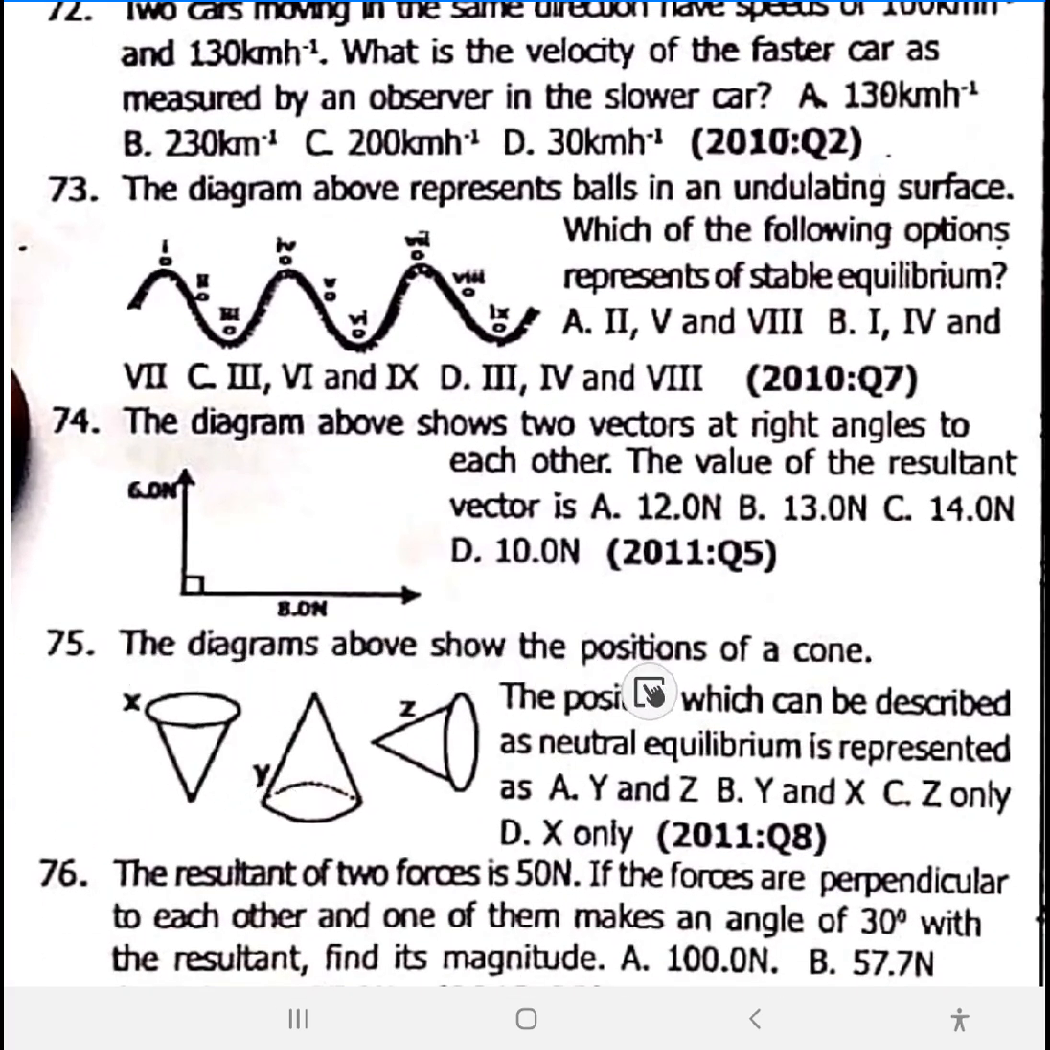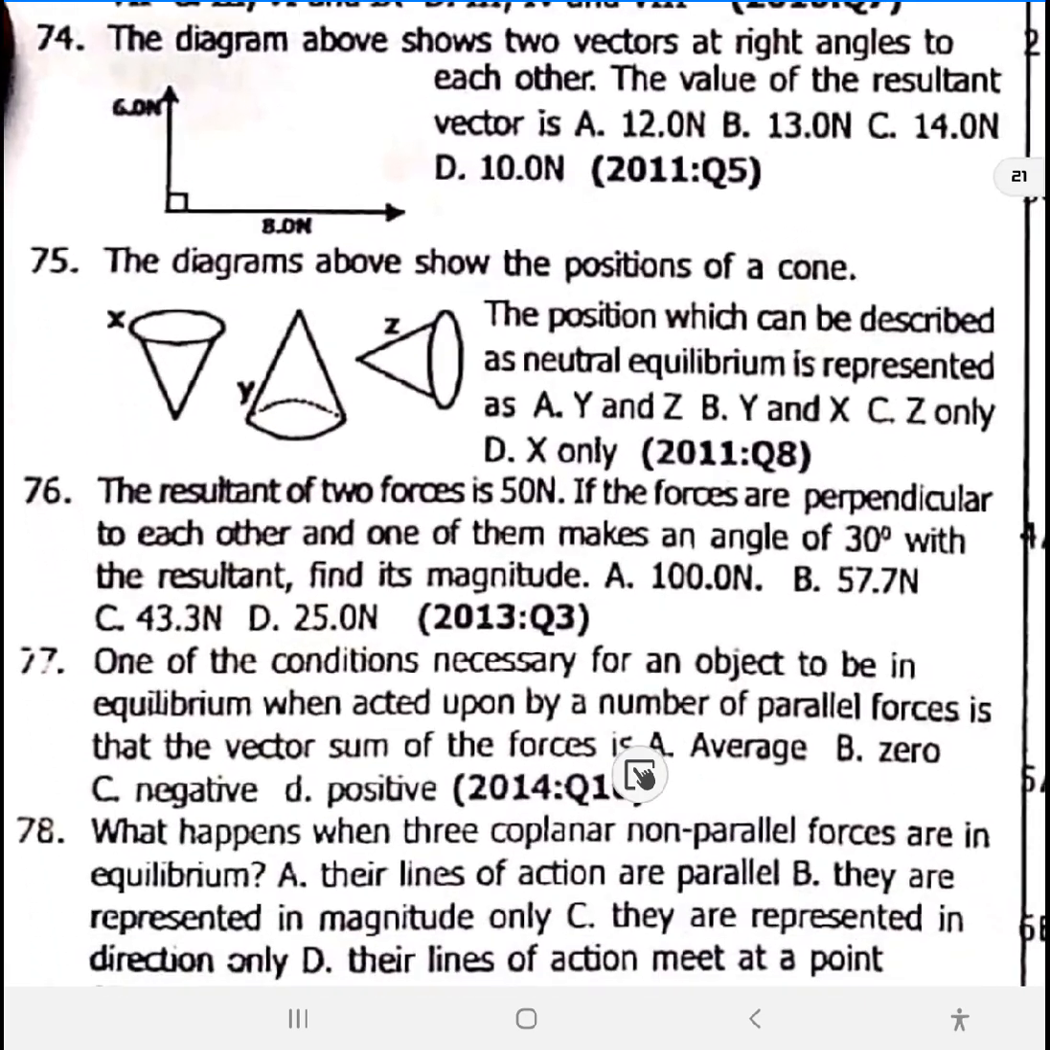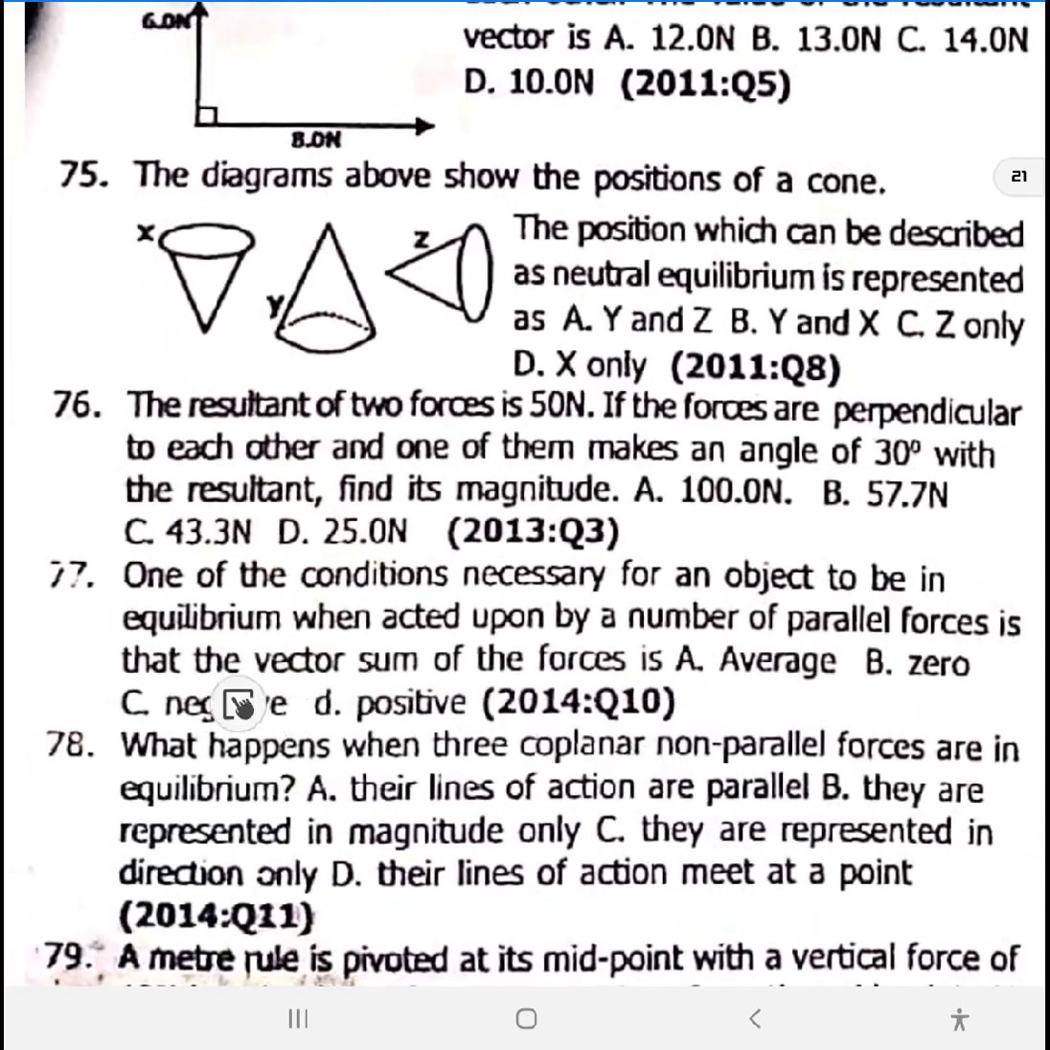Skip. The diagram above shows 75. The diagram above shows the position of a cone. The position which can be described as a neutral equilibrium. Don't forget Z, option C. 75. Z only is a neutral equilibrium. We talked about that one. I even gave a short note for you to write.